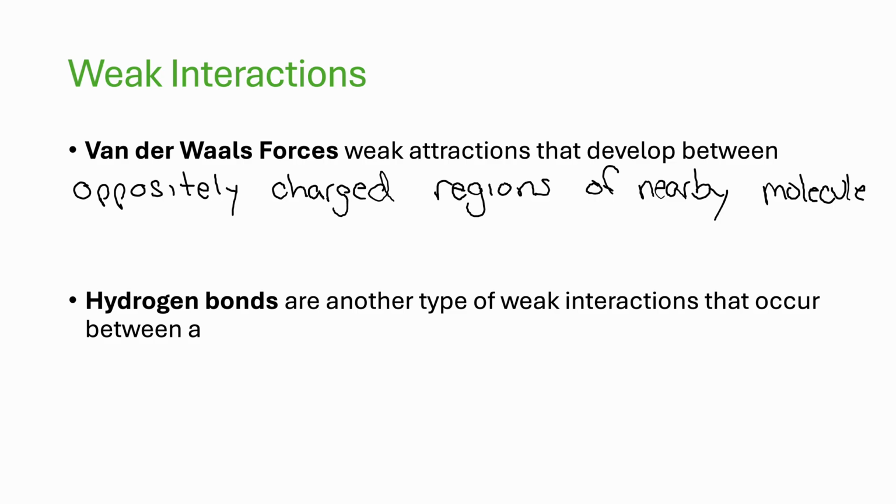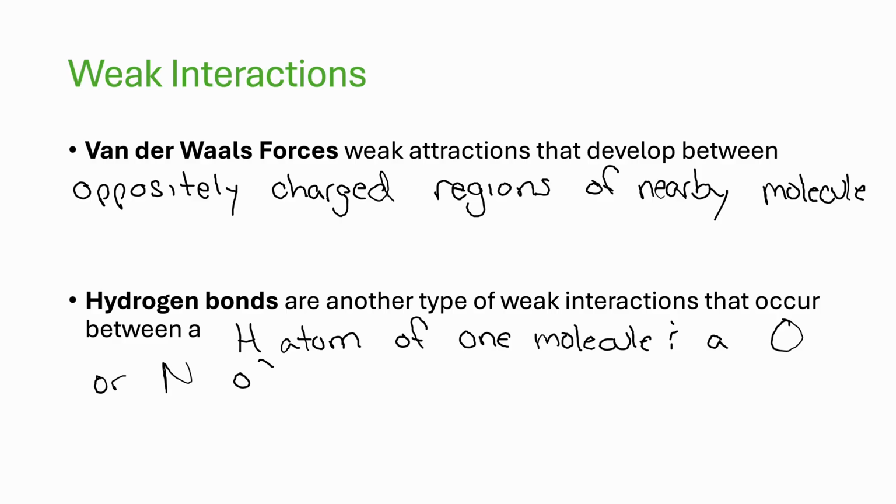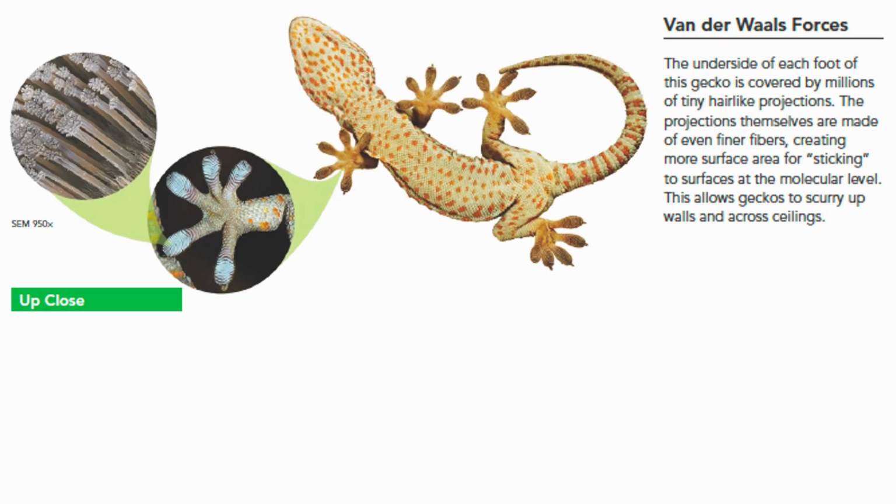And these occur between the hydrogen atom, which I'm just going to distinguish as H, of one molecule of water and an oxygen or nitrogen of a neighboring molecule. So these weak interactions between the slightly positive and slightly negative allow us to have these weak forces that we get.